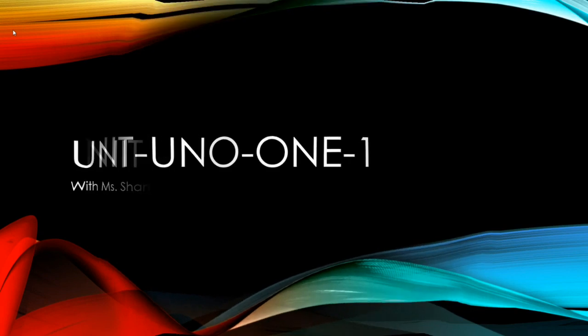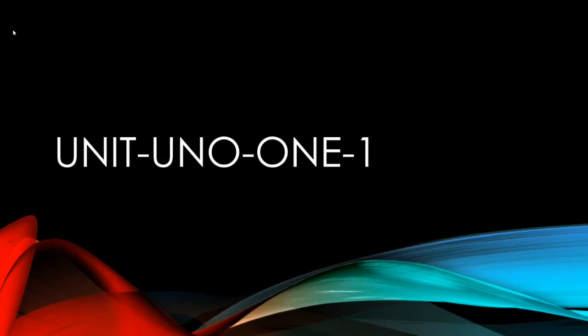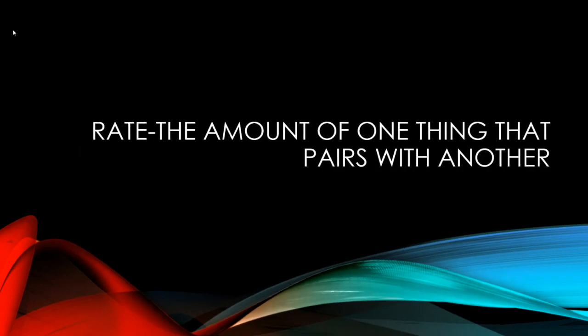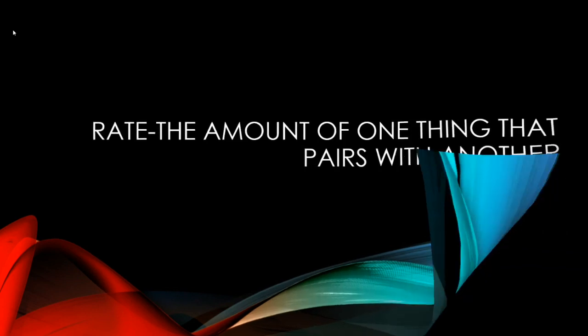Let's talk about unit rate. So unit, like uno, comes from the word one. So when we're talking about unit, we're talking about a single item. And the rate is the amount of one thing that pairs with another thing. And I know that definition's a little confusing, so let's look at some examples.